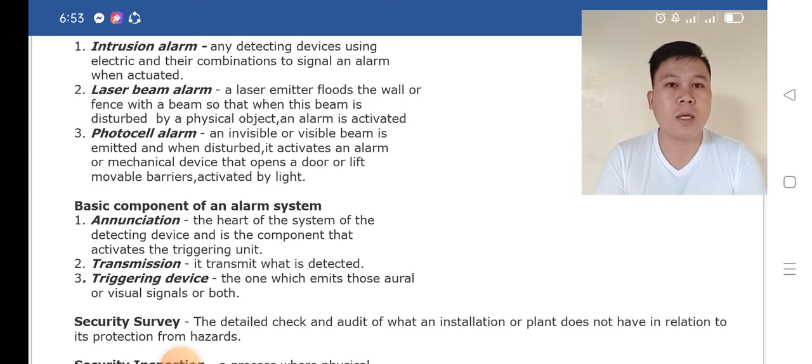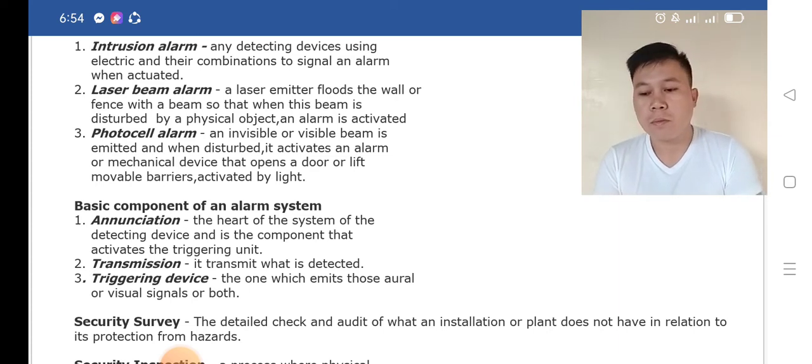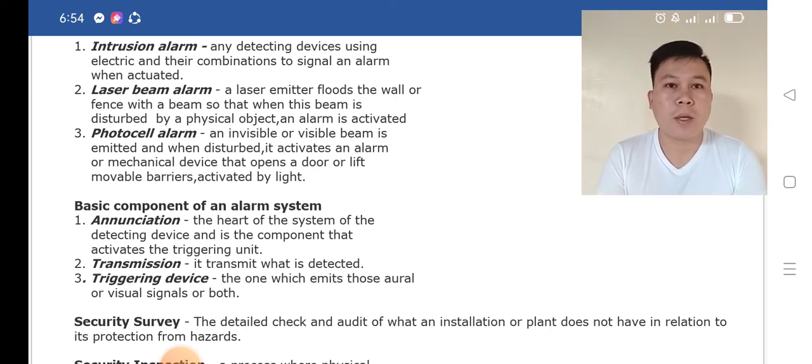So, it can easily transmit information na mayroong detection na nangyayari. Then, number 3 is triggering device, the one which emits those oral or visual signals or both. So, ito naman is na if ever na mayroong papasok, let us say physically may pumasok or whatsoever visual signals, so nata-trigger na magkaroon ng isang alarm system.